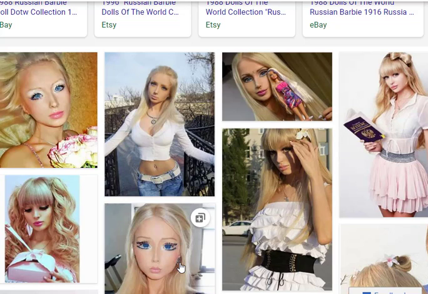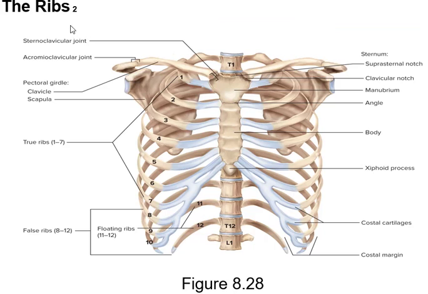So this is actually a real person. This is not a doll right here. This is someone who decided that they wanted to look like the anatomically impossible Barbie doll.